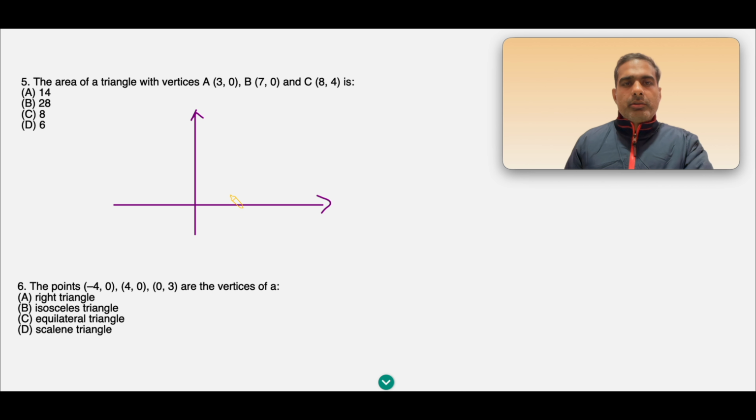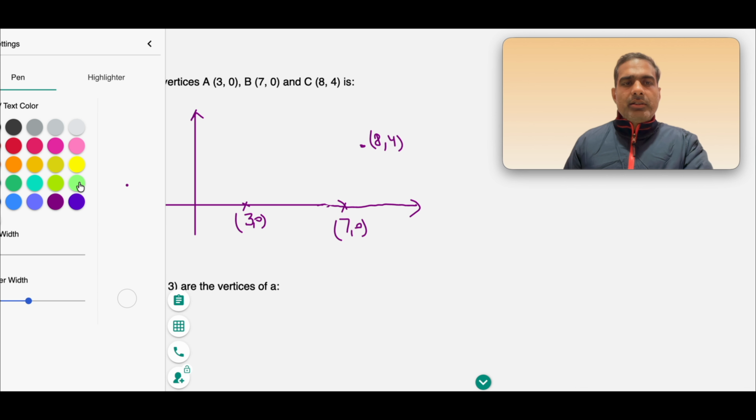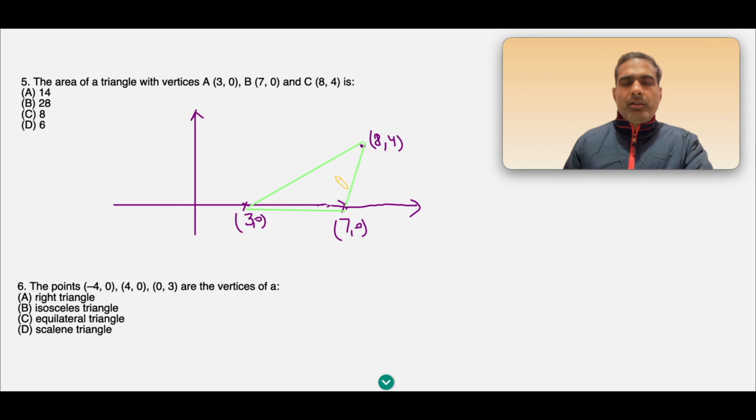So (3, 0): the y coordinate is 0, so this will be on the x-axis somewhere. (7, 0) will also be on the x-axis. So if I extend this line, (7, 0) will be somewhere here, and (8, 4) will be somewhere here. So these are the three vertices of the triangle of which we have to find the area.